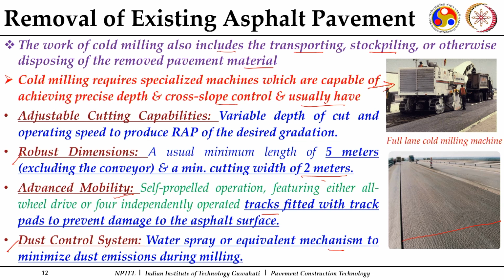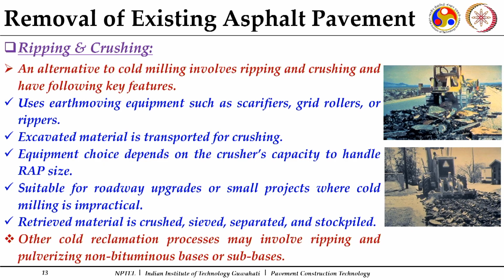And then from the environmental aspect also, it is important that there should be provisions for reducing any pollution which is happening from the dust emissions taking place during the milling operations. Now the second method, which is popular for reclaiming the bituminous pavement or even the lower layers of the pavements, is ripping and crushing. It is an alternate method to cold milling.